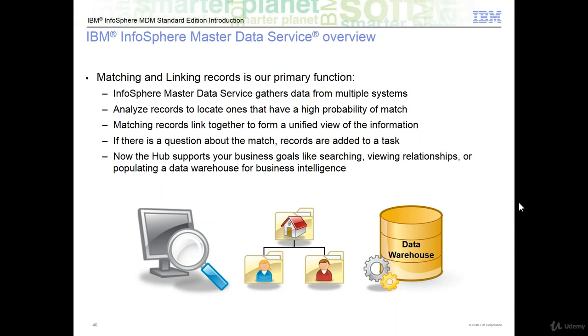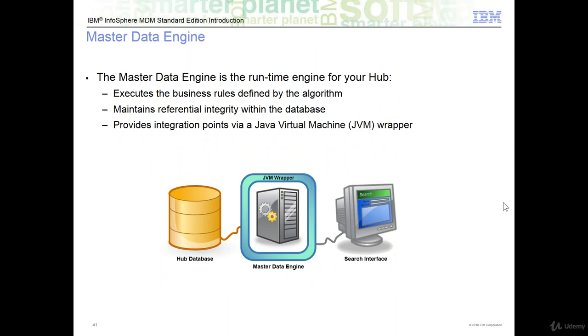Then matching records are linked together to form a unified view of the information, and if there's a question about the match, then records are added to a task. Now the hub supports the business goals. It could be for searching, viewing relationships, or populating the data. Now for the runtime engine, which is the master data engine, which executes business rules defined by algorithm, maintains referential integrity, and provides integration points via JVM wrapper.